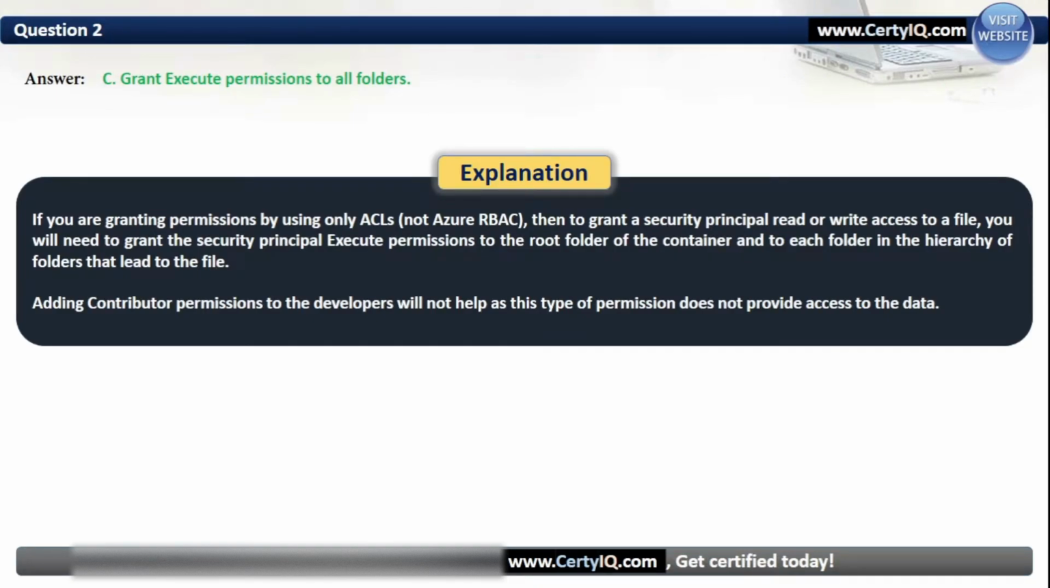If you are granting permissions by using only ACLs, then to grant a security principal read or write access to a file, you will need to grant the security principal execute permissions to the root folder of the container and to each folder in the hierarchy of folders that lead to the file. Adding contributor permissions to the developers will not help, as this type of permission does not provide access to the data.